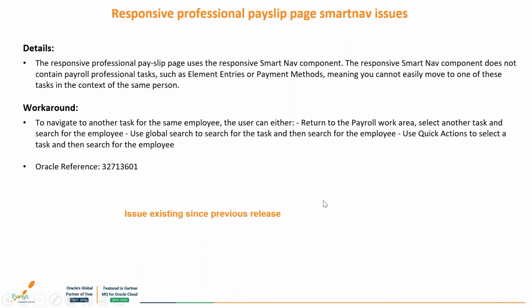The next is the responsive professional payslip paid smartnav issues. So when we navigate to the payslip screen from my client groups and payroll work area, the smartnav does not show you any other payroll tasks. To navigate to another payroll task, you will have to go back to the home page and re-navigate to the payroll work area. Again, there is no other fix or workaround for this, and the only way to achieve it would be to re-navigate to the payroll work area.